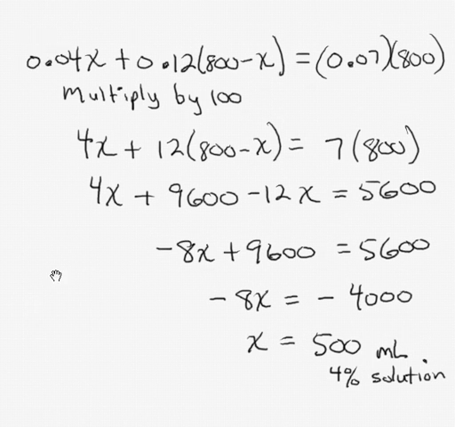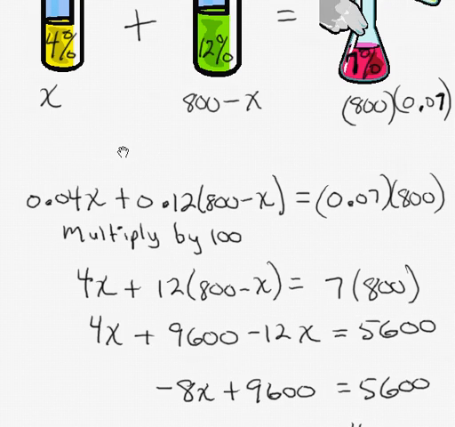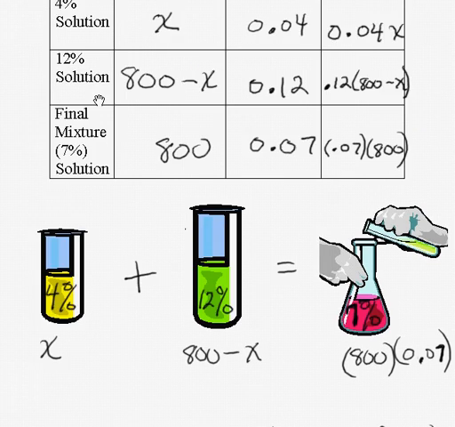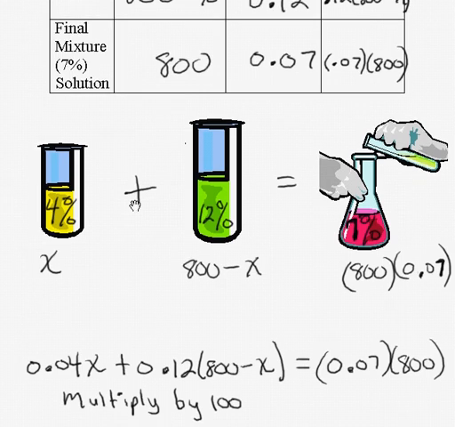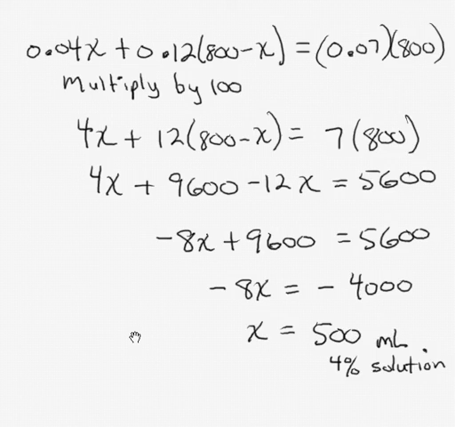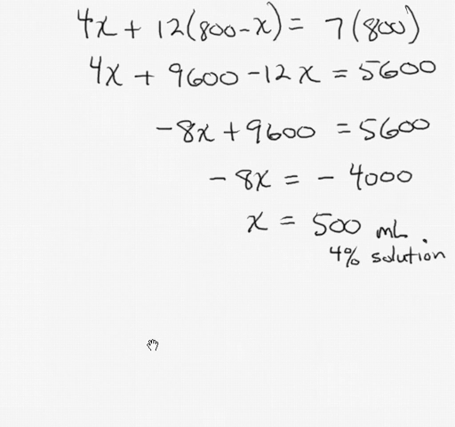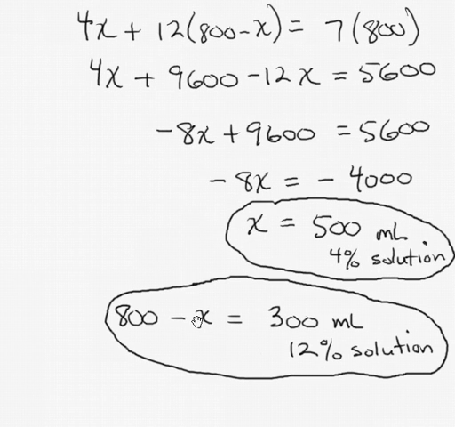Did we answer the question? Well, x represents the 4% solution. What was the question? How much of each? So the 4% solution alone does not answer the question. We also need to say how much of the 12%, and that was 800 minus x. 800 minus 500 is 300. So we had 500 milliliters of the 4% solution, 300 milliliters of the 12% solution. And that's our look at fractional coefficients, also including some traditional word problems.